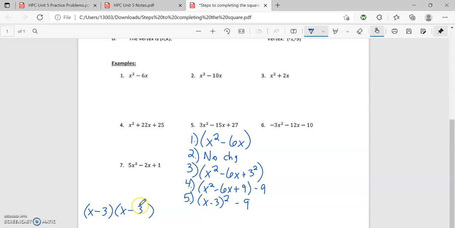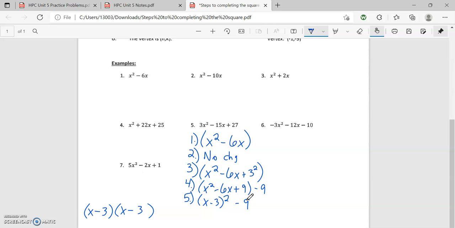Because again, if you expand x minus 3 squared, if you expand it out, we get this whole thing, which is not what we started with. So we have to say the x minus 3 quantity squared, and then still minus 9. There you have it. We completed our first square. Congratulations. I am going to go ahead and do one more problem.